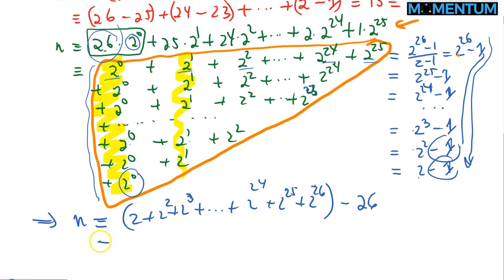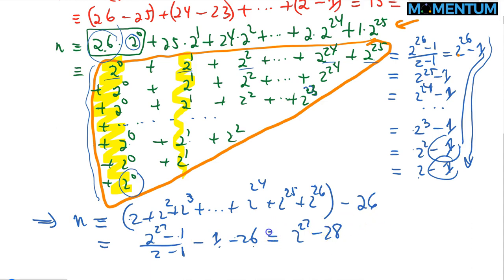So wait, there's another partial geometric sum. This is just 2 to the 27 minus 1 over 2 minus 1, except that it's missing a 1 in the front, so I need to further subtract the 1, and there's still a minus 26 here. But 2 minus 1 is just 1, so 2 to the 27 minus 1 minus 1 minus 26, so this is minus 28.